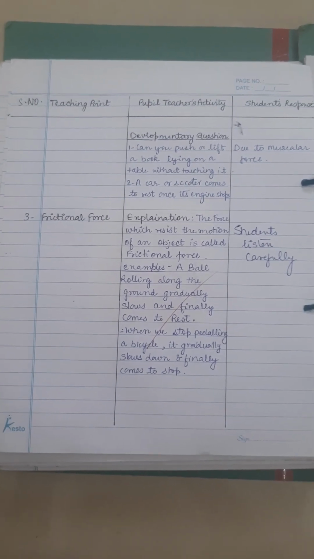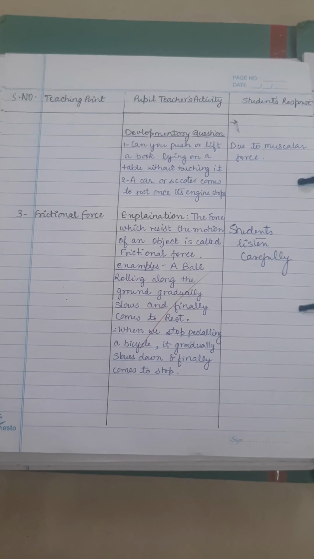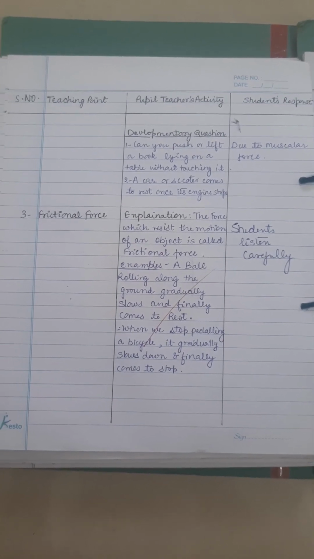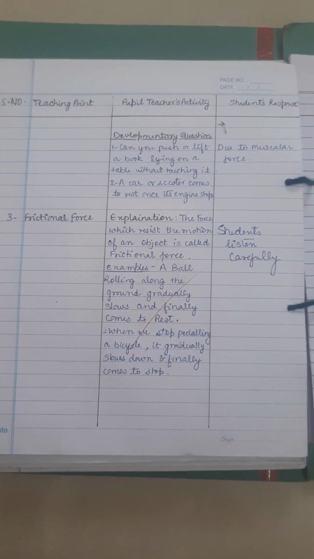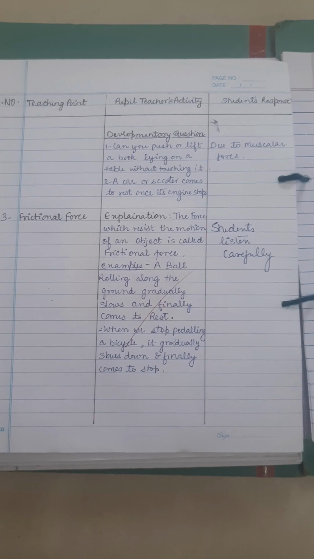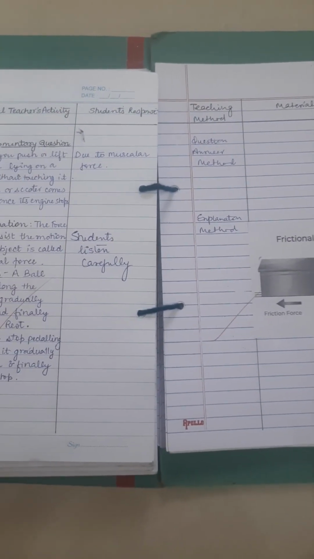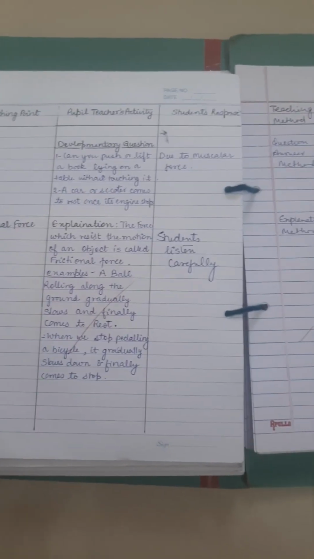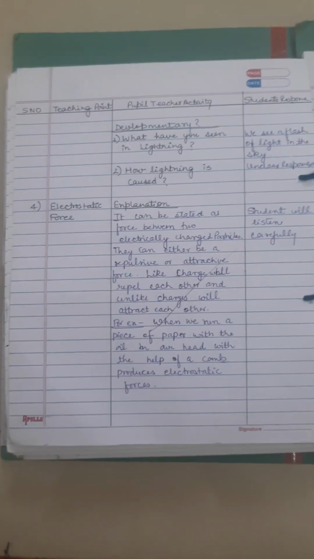And the third teaching point is frictional force. Ask developmental question: can you push or lift a book lying on the table without touching it? Due to muscular force. A car or scooter comes to rest once its engine is stopped. No response. Question answer method is used in the developmental question. Then explain the topic. Students will listen. And this is the material aid and this is the blackboard work.